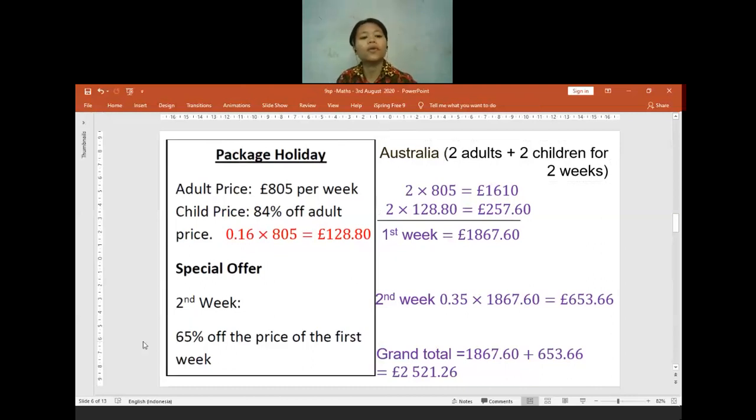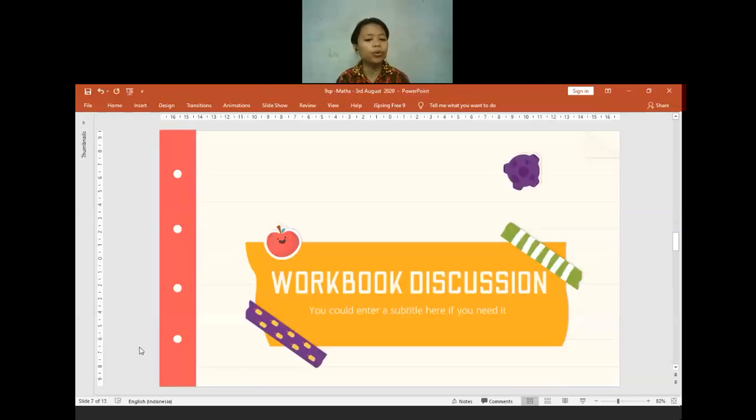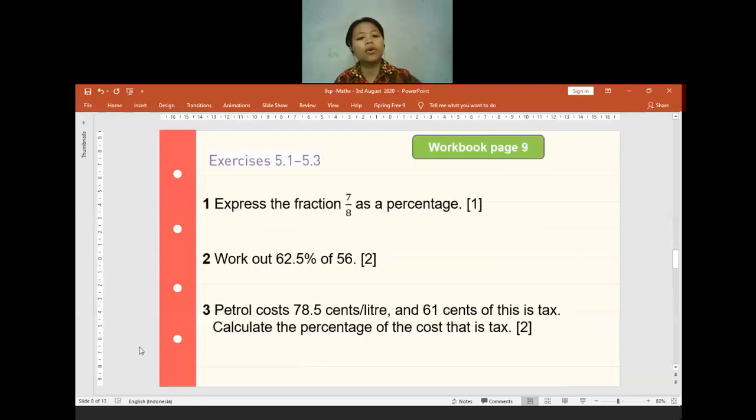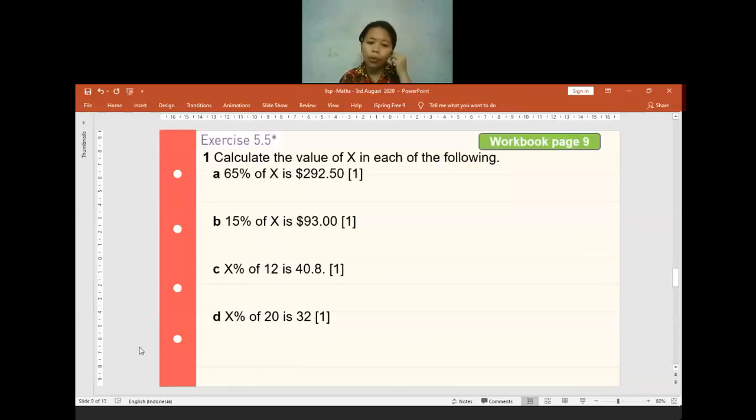If you have no confusion, please kindly open the workbook. We are going to continue the workbook discussion. Really no question? Okay, we will be discussing the workbook. We are going to continue exercise 5.5 from your workbook, question 1. It's in your workbook, page 9. You can open your workbook to page 9.